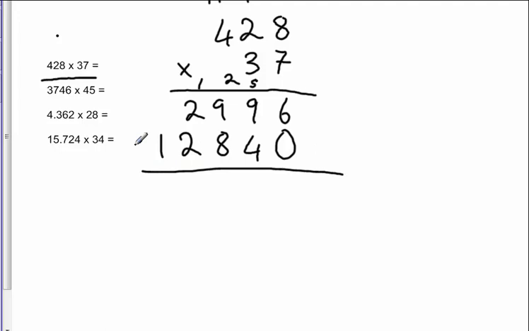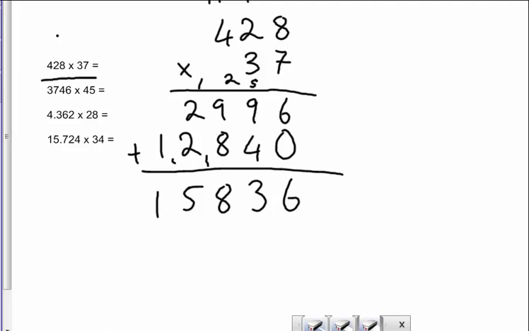And now what I need to do is I need to add them together. So 0 and 6 is 6, 9 and 4 is 13, I put in my 3 and I carry my 1, 8 and 9 is 17, plus 1 is 18, put in my 8 and carry my 1, 2 and 2 is 4, plus the 1 I carried over is 5, and then 1 plus 0 gives me 1. And so my answer then is 15,836.